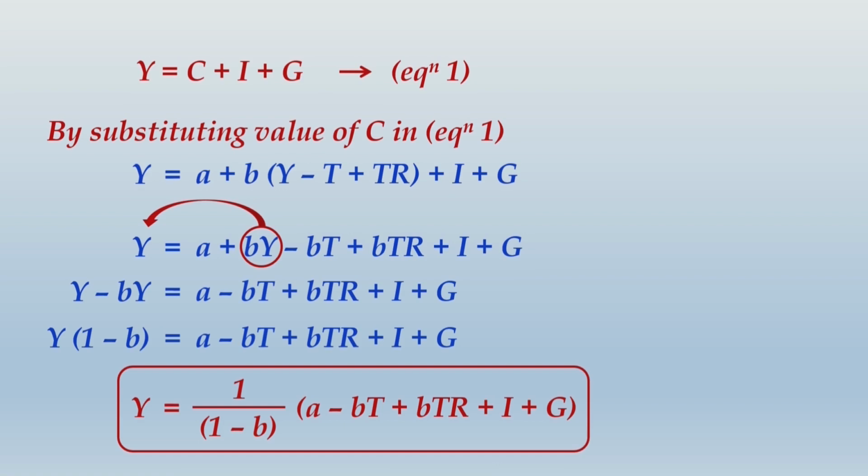Look at just one thing, guys. In the previous version, this term was missing, right? Only what was there in this bracket, A minus BT plus I plus G. This was missing because there were no transfer payments. So here transfer payments have been brought into picture. That's all you have to understand.